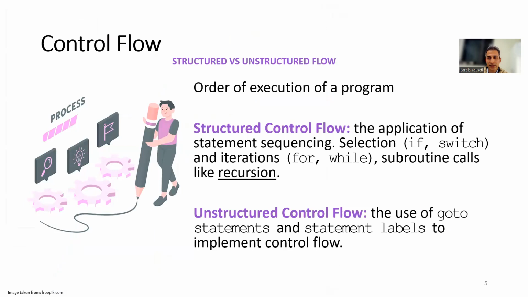Control flow represents the sequence in which a program's instructions are executed. There are two types of control flow: structured and unstructured. Structured control flow refers to the organized arrangement of statements within a program. It includes processing such as selection and iteration. On the other hand, unstructured control flow uses go-to statements or other statements to dictate the flow of control within a program.